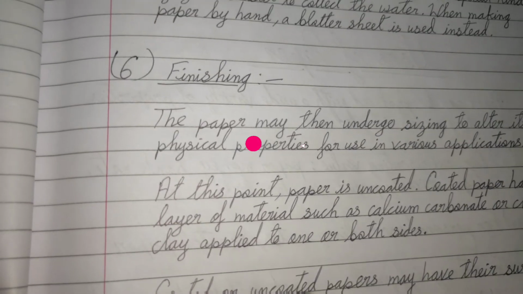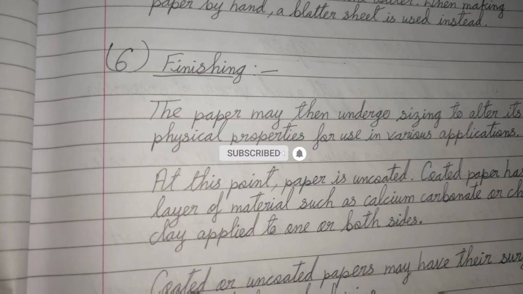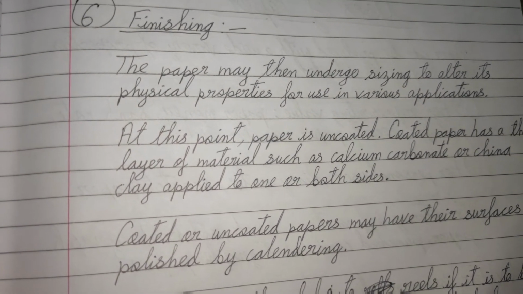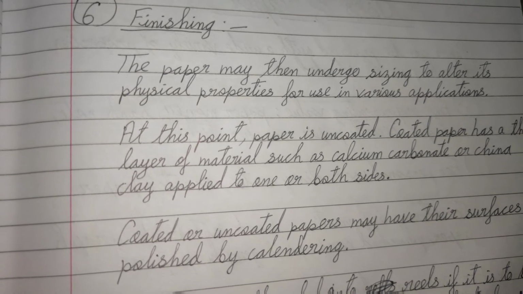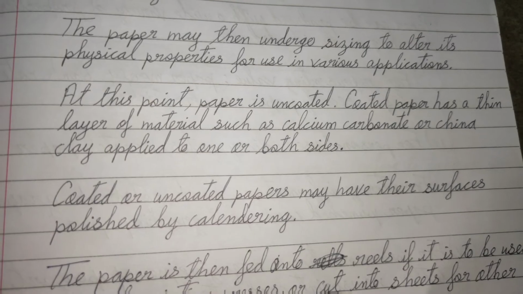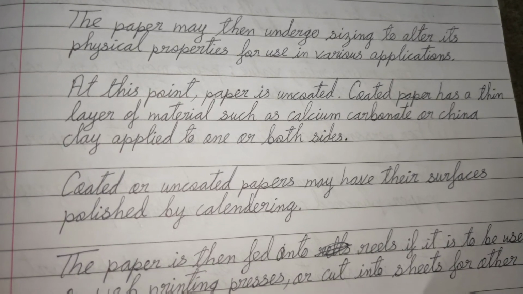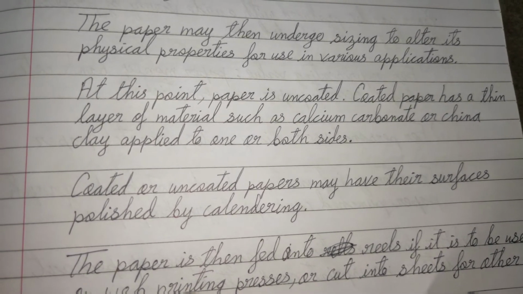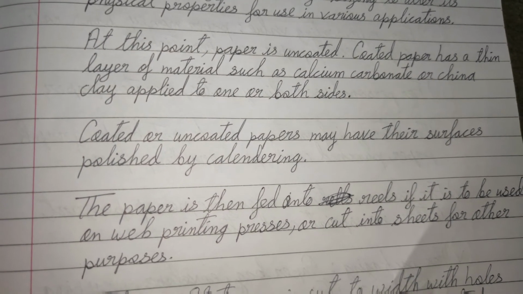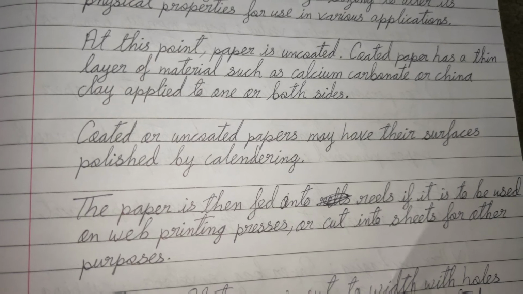The next step of the process of paper making is finishing. The paper may then undergo sizing to alter its physical properties for use in various applications. At this point, paper is uncoated. Coated paper has a thin layer of materials such as calcium carbonate or china clay applied to one or both sides. Coated or uncoated papers may have their surfaces polished by calendering.